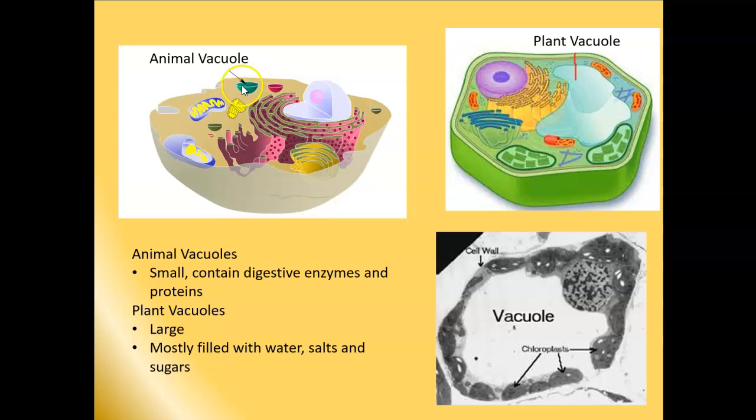Here's a vacuole in an animal, here's a vacuole in a plant. Animal vacuoles are much smaller, plant vacuoles are much bigger, but the role of vacuoles is to contain stuff. They're the storage things. So in animal cells, digestive enzymes or proteins. In plant cells, water, salts, sugars, all sorts of things like that.